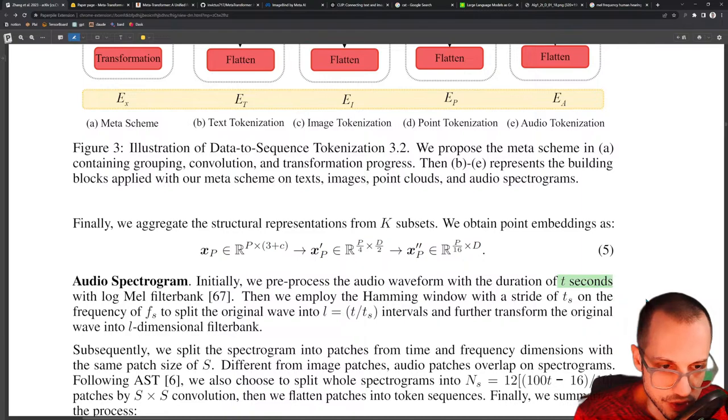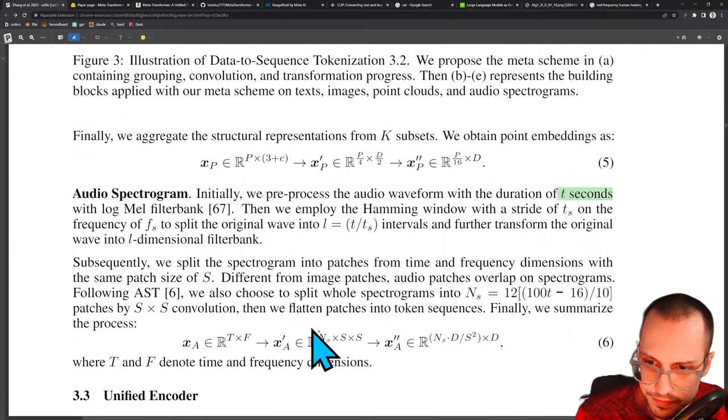We employ a Hamming window with a stride TS on the frequency of FS to split the original wave into T over TS intervals, and then further transform the original wave into an L-dimensional filter bank. We split the spectrogram into patches from time from frequency with the same patch size of S. Audio patches overlap on spectrogram, and we choose to split whole spectrograms into 12 over 100 T minus 16 over 10 by S by S convolution. So you see here how they're basically convolving the spectrogram, much like you would convolve an image with a convnet, and then flatten these patches into a sequence, so almost like a vision transformer.